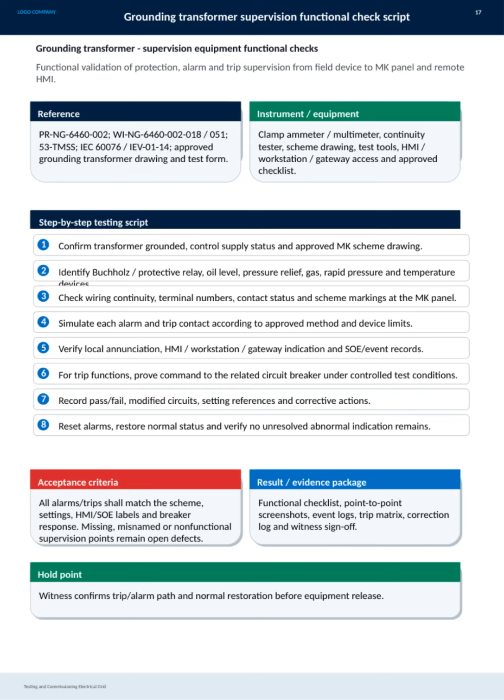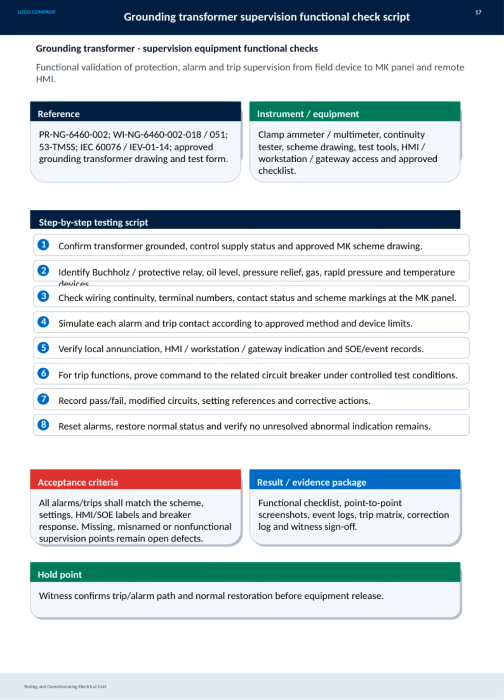This slide covers the grounding transformer supervision functional check script, which ensures proper testing and commissioning of the electrical grid. The key focus here is the functional validation of protection, alarm, and trip supervision from the field device all the way to the MK panel and remote HMI. We start by confirming the transformer is grounded and the control supply status, referencing the approved MK scheme drawing. Then we identify critical protective devices like the Buchholz relay, oil level, pressure relief, and temperature sensors.